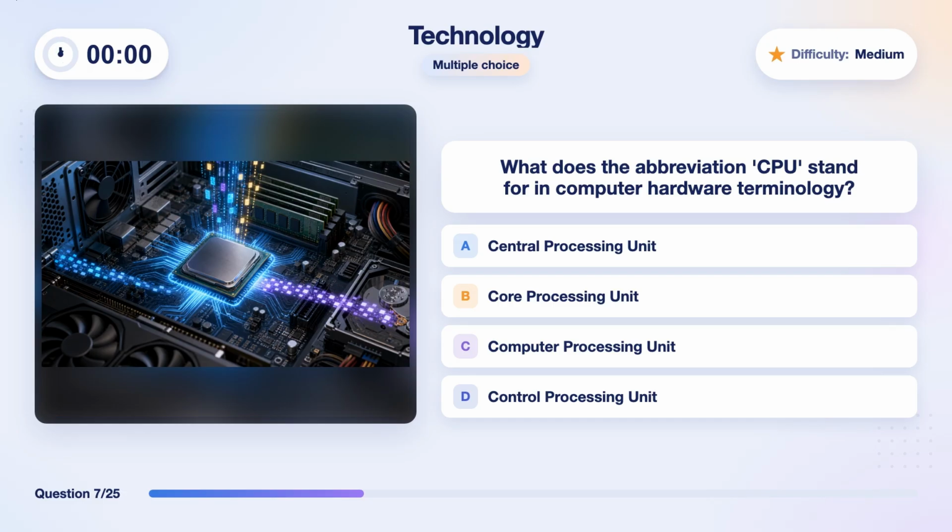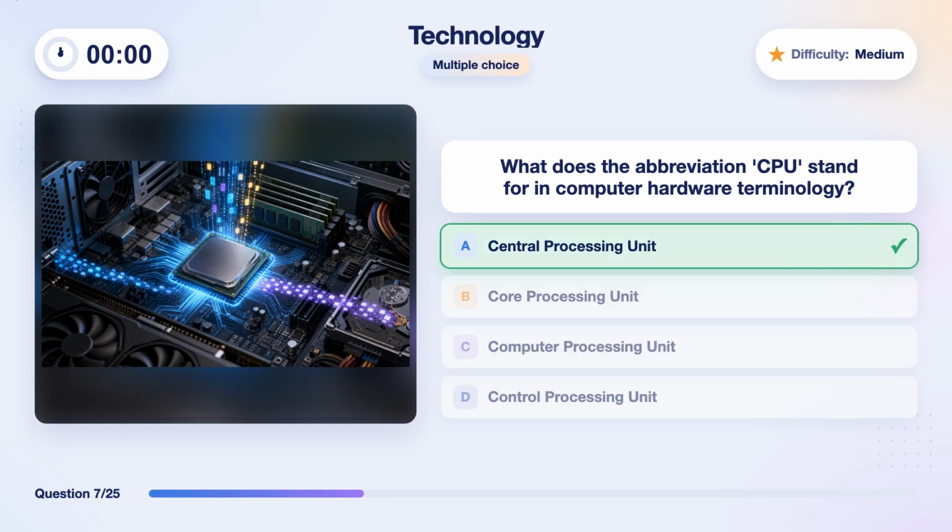No more waiting. Correct. Of course, Central Processing Unit. CPU stands for Central Processing Unit, the primary component that executes instructions in a computer. The term central distinguishes it from other processing units, such as a GPU. All other options in this set are fabricated near homographs.